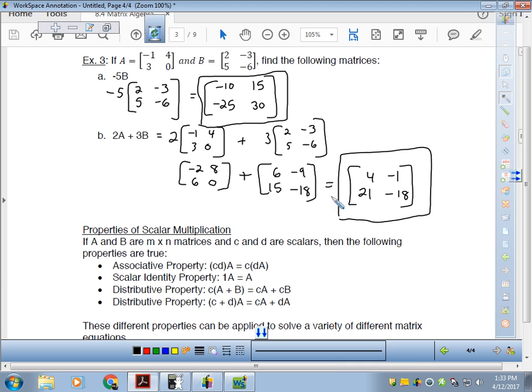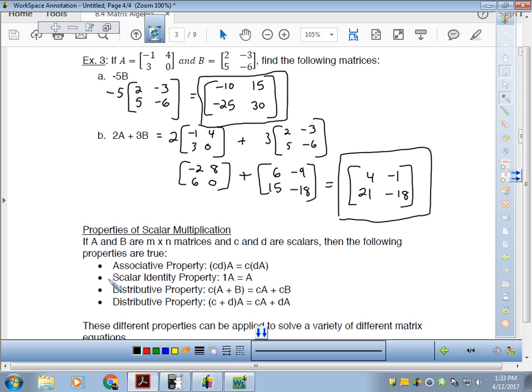All right. Underneath example 3 here, you can see some properties of scalar multiplication. So if you have two scalars getting multiplied and then that gets multiplied by A, it's the same thing as multiplying A by one of the scalars and then multiplying by the other scalar. So which order you do it in doesn't matter. You can either do the two scalars together and then do the matrix, or you can do one scalar in a matrix and then do the other scalar.